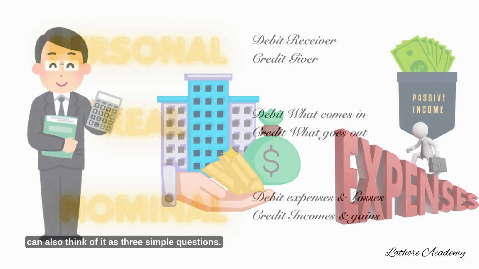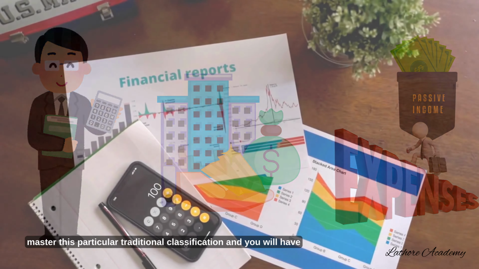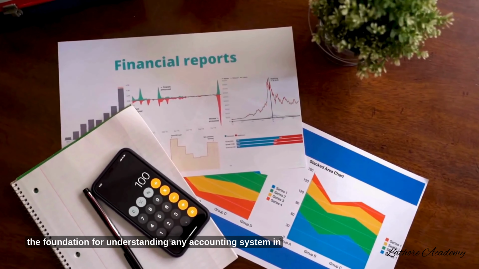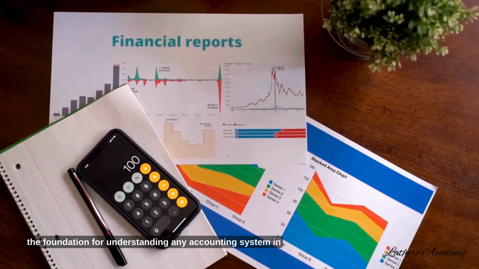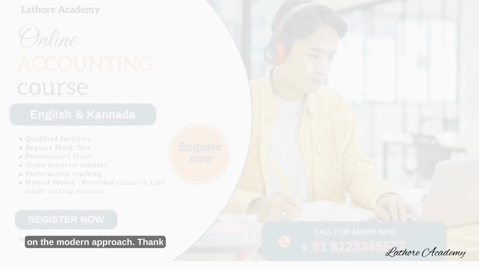You can also think of it as three simple questions. Is it a person or entity? It is personal account. Is it a thing you own? A real account. Is it about earning or spending? It is nominal account. Students, master this particular traditional classification and you will have the foundation for understanding any accounting system in the world. So in our next video, we will be discussing the modern approach.